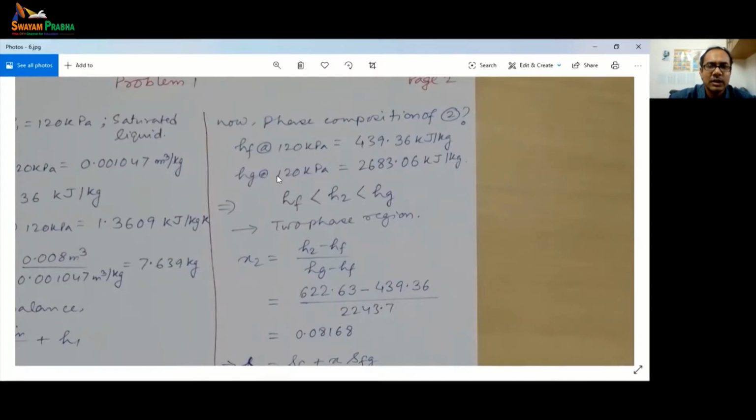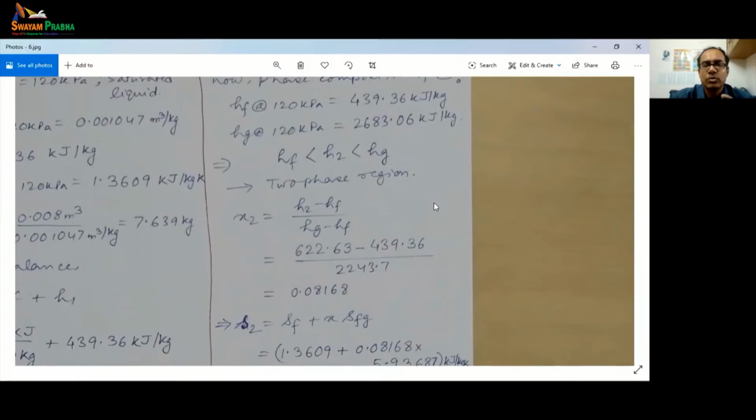Again, we will do it here. We have to check the property at the saturated liquid line and saturated vapor line. If we find those values from the table, we see that h2 at state 2 is in between hf and hg. That means state 2 is in the two-phase dome. Neither is it a subcooled liquid nor a superheated vapor, so it is a two-phase region.